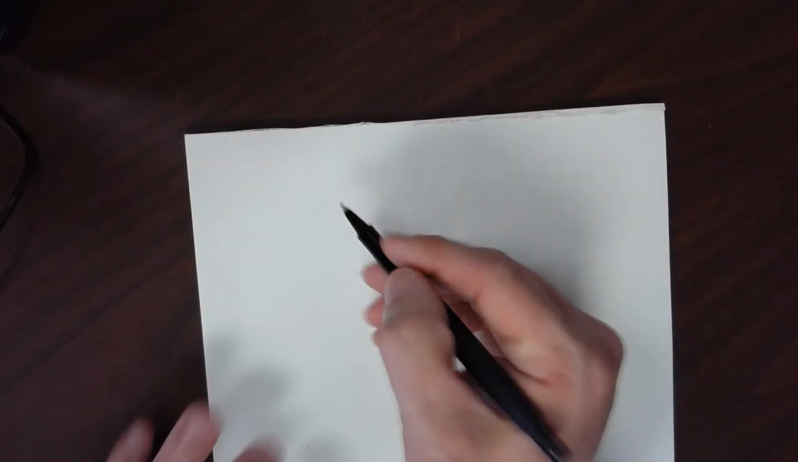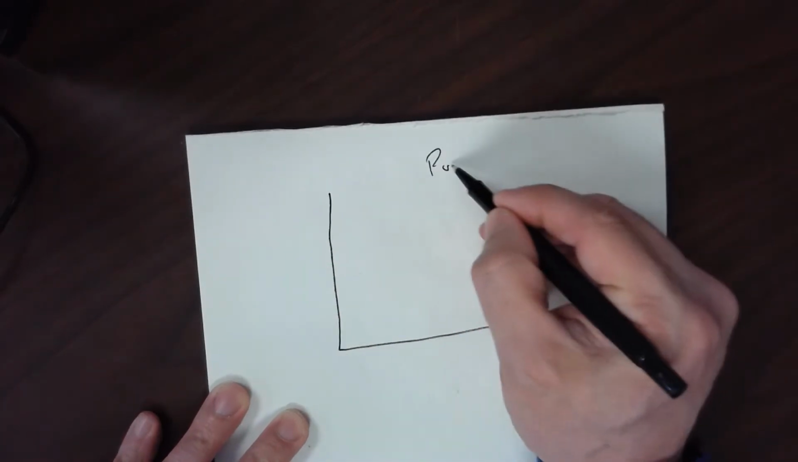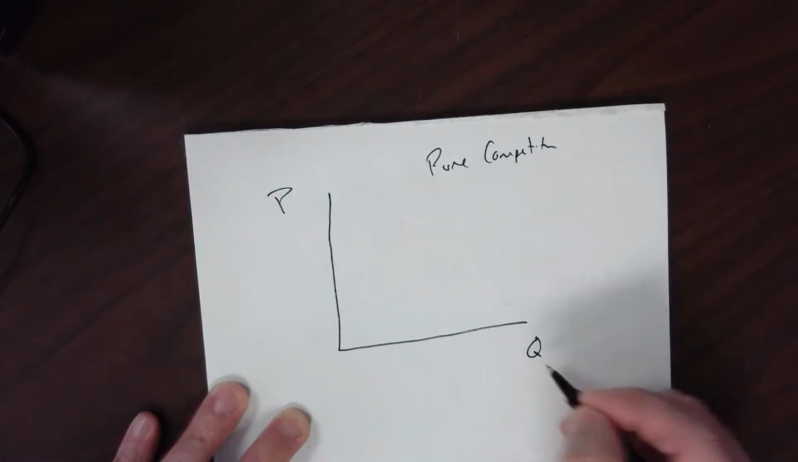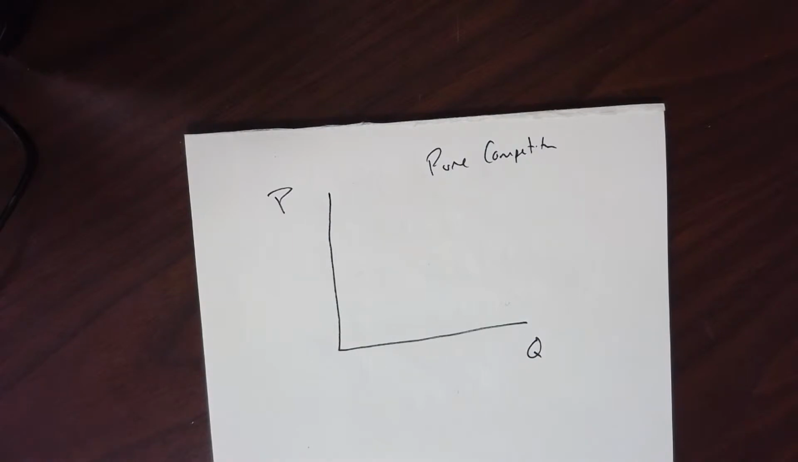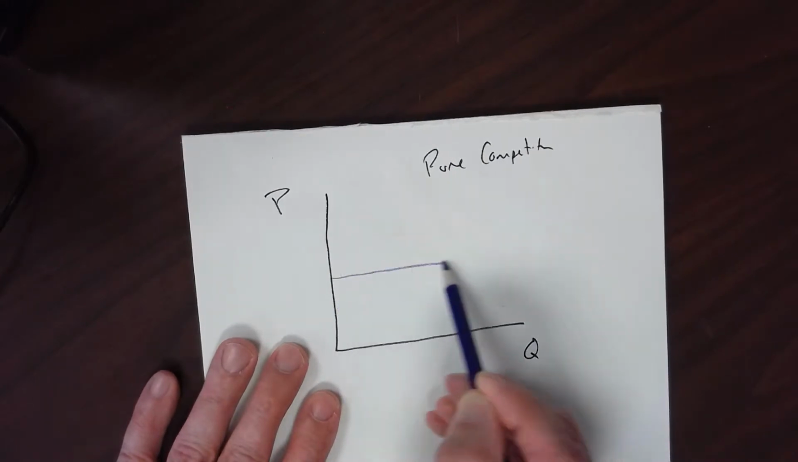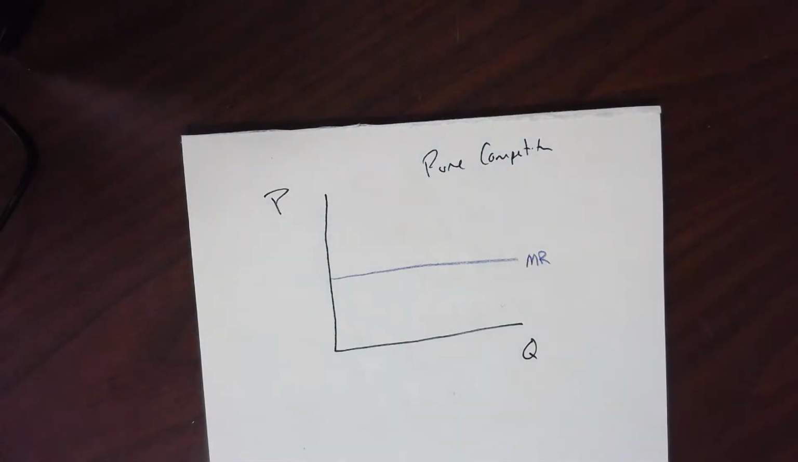So let's graphically look at this. To start, we are going to have one graph. And this is your basic pure competition graph. Price and quantity, as always. Now, the one thing that we need to know is, because we are a price taker, our marginal revenue curve is perfectly horizontal.